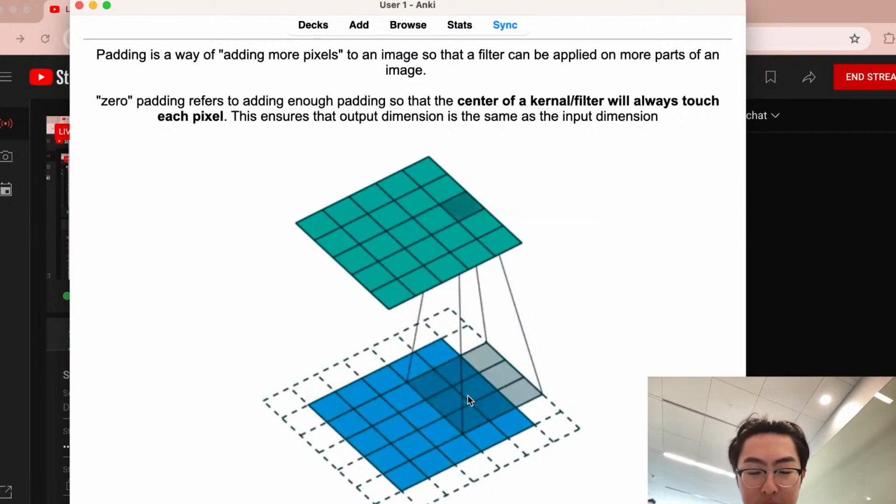So in this case, the center here is going to be this image. Okay. Right, so you have center, center. Okay, that makes sense.